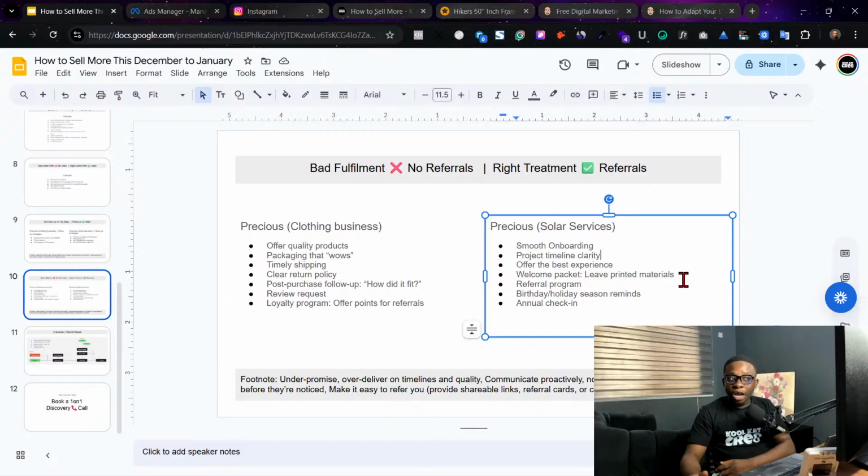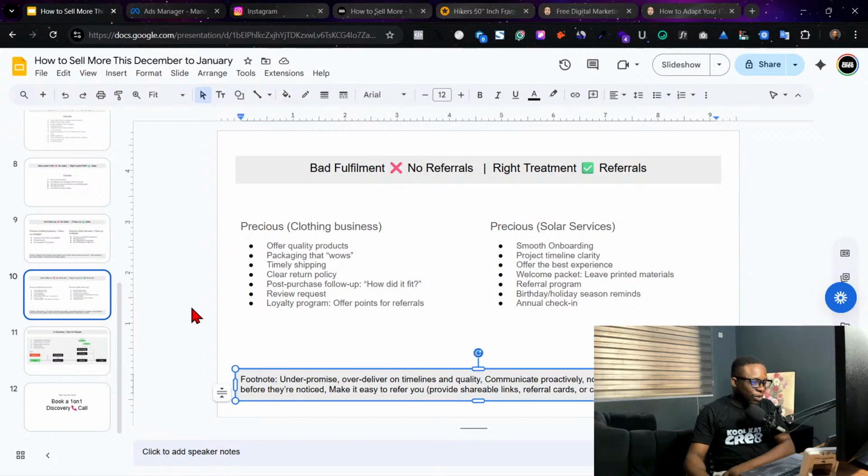Welcome package, if you have the money. Premium packages, like these guys in real estate, they do it a lot. Referral program, I've already said it here. Birthday, holidays, reminders, annual check-ins. At the end of December, someone that bought from you in January, just wish him happy Christmas or something. Probably he may remember you and refer a client to you. You never can tell.